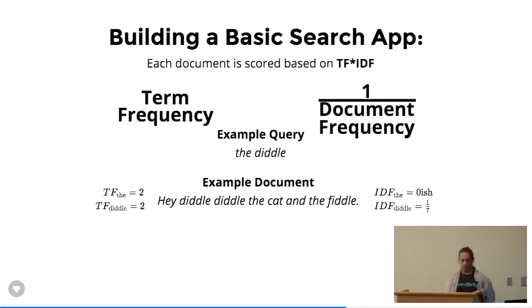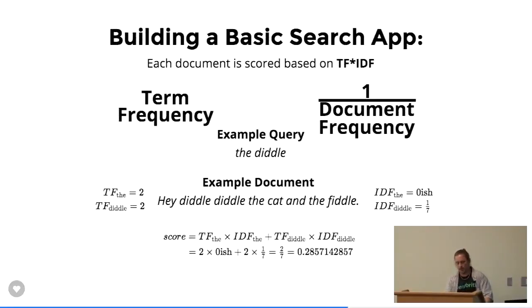So when you finally are figuring out the total score of this document against this query, you put all those pieces together. The score is the TF-IDF score for "the" plus the TF-IDF score for "diddle." Just to be a little bit redundant, TF of "the" is 2, IDF of "the" is 0, so it goes away. TF of "diddle" is 2, and IDF is 1/7, so you get the final result of 2/7, or 0.2857, and so on.